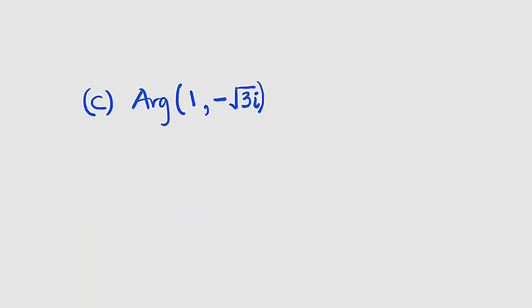Question number 3. Observe that the real part is positive, but the imaginary part is what? Negative. So which quadrant is this one? Remember, if you have your quadrants like this, the real part is only positive in the first and the fourth quadrant.